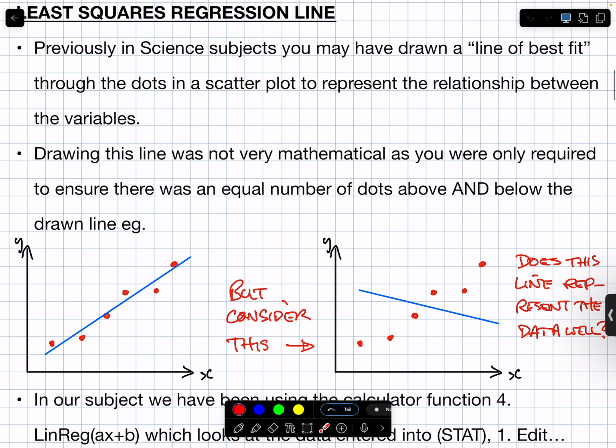Like if you've got some data on a scatter plot, they might have said, draw a line through it where there's an even number of dots above it and an even number of dots below it. So you can see in this example here, there's 3 dots above and 3 dots below. And do you agree that that blue line kind of follows the trend?